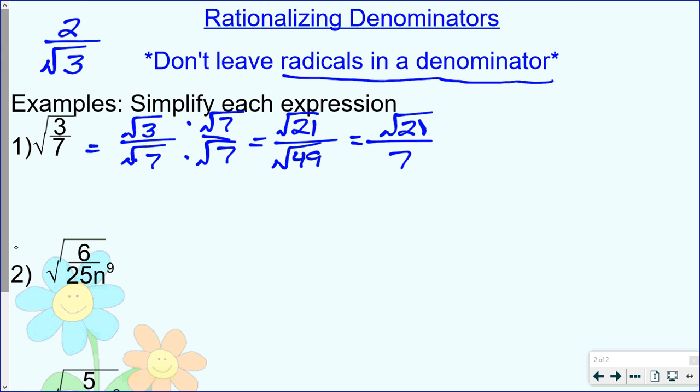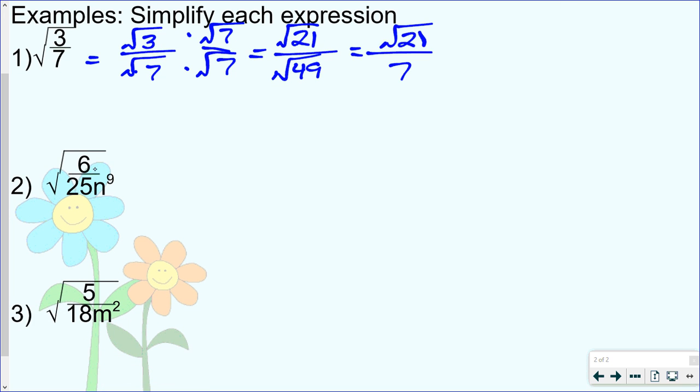All right, so let's look at another one. I can't simplify this the way it is. So I have the square root of 6 over the square root of 25n to the ninth. N to the ninth is an odd exponent, so I'm going to have to split that up. My previous video on this lesson showed that, so hopefully you know how to split that up to get something out of it. And so that's what we're going to do.